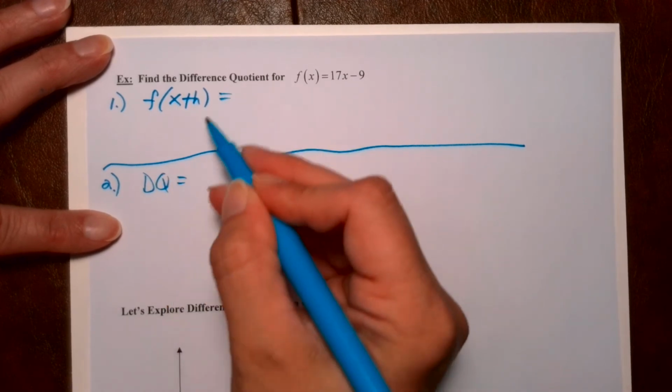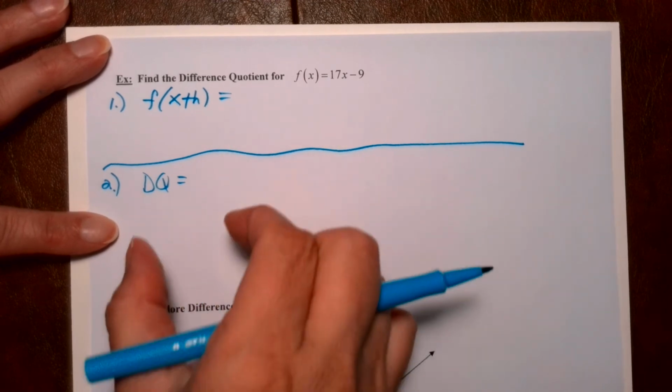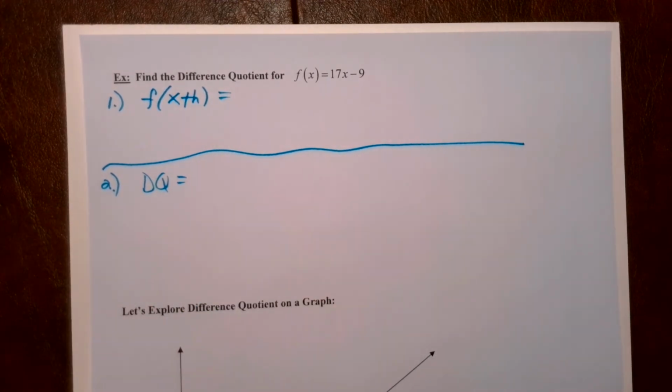I want to make sure I label these differently. I can't just have work that keeps going. This step is not equal to this. This is a different calculation.